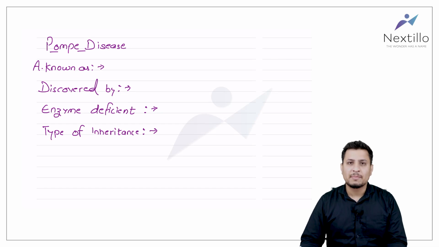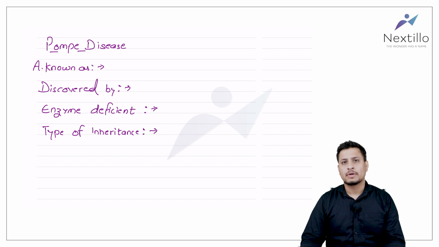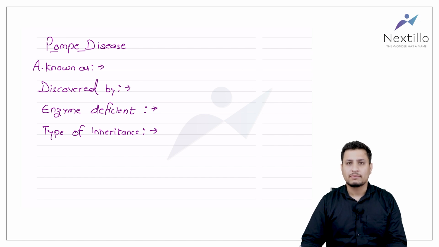Hi guys, welcome to part 2 of glycogen storage disease. In our last video, I taught you about glycogen synthase defect and von Gierke disease. And today we are going to study type 2 glycogen storage disease, which is also known as Pompe's disease.